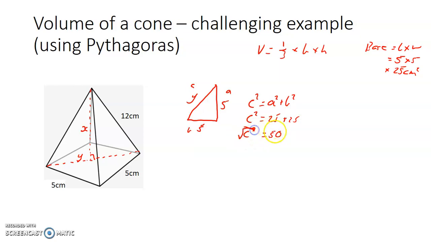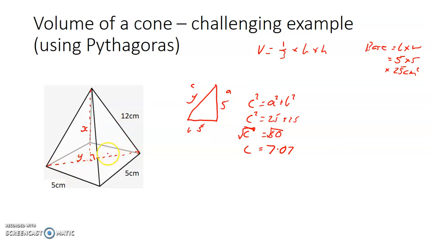We want just c so we can find the square root. So c would be the square root of 50. And I'm just going to put that in my calculator and work out what it is. So what I've found out is this side length c is 7.07, but I only need the distance from here to here, which is half this full distance.